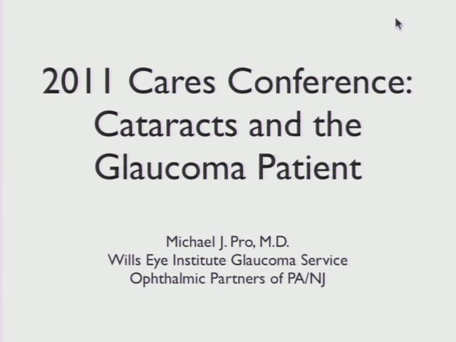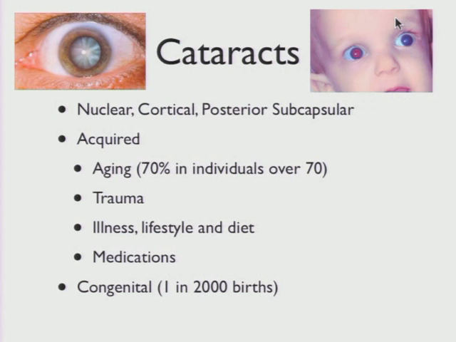Today I'm going to talk to you about cataracts and the glaucoma patient. Let's talk about cataracts briefly. I'm sure most of you have heard of cataracts, are familiar with them, or have probably even had cataract surgery. They come in three varieties. They are nuclear, cortical, and posterior subcapsular, and essentially all of them imply some degree of opacification or haziness of the natural lens within the eye. The lens, of course, is part of the optical system of the eye that focuses the light.